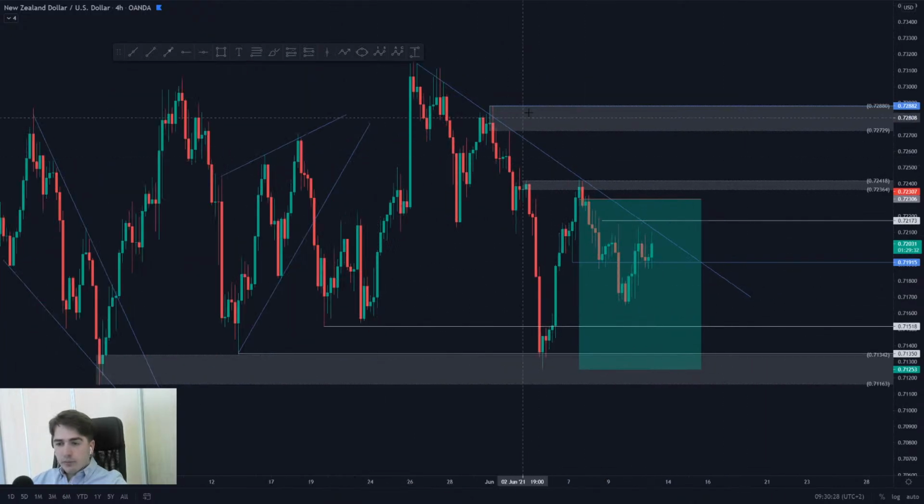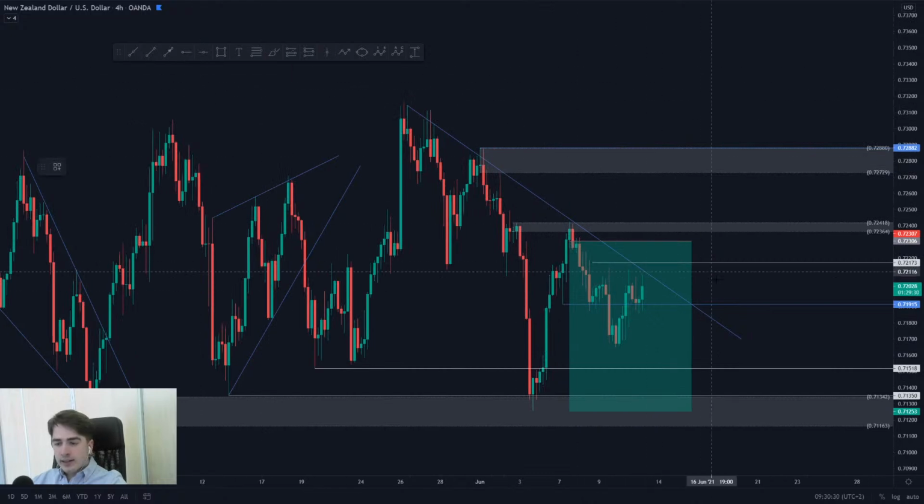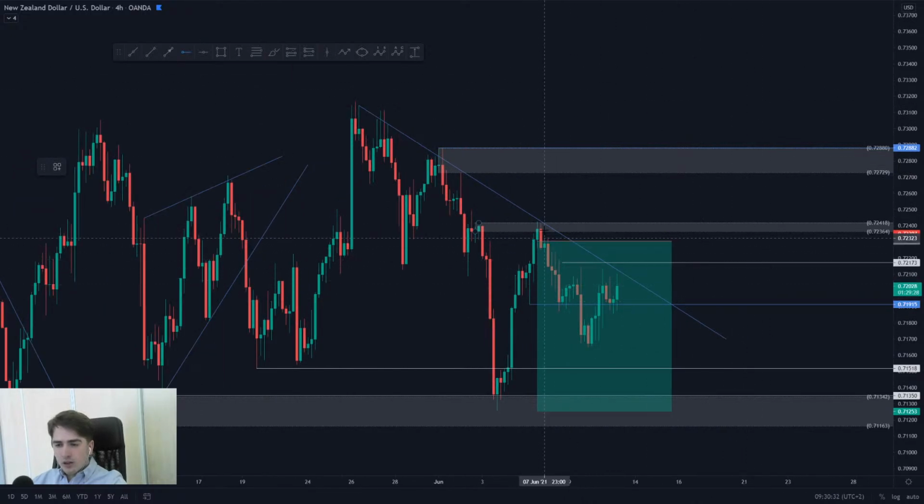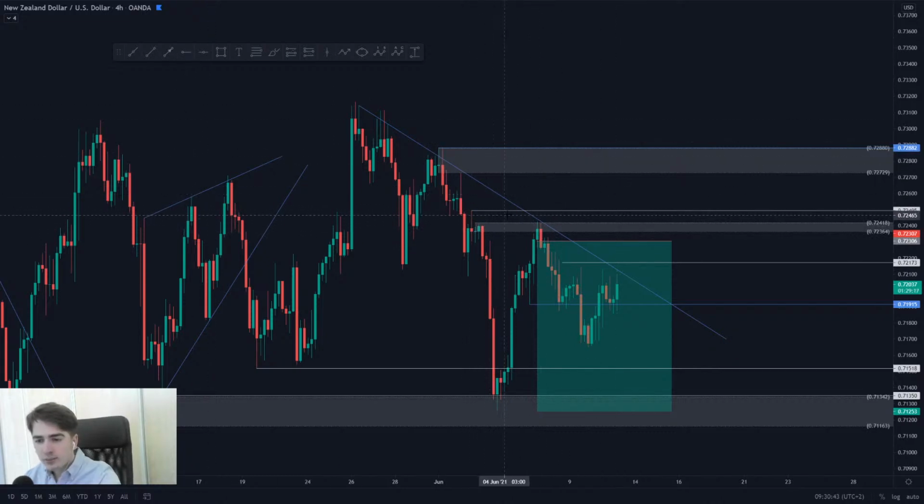So at the moment, what points in the market am I looking at? Well, I would like to see, of course, this high at around 0.72418 get taken out. That's the major swing high that I am focusing on. I also do view this high as a swing high.